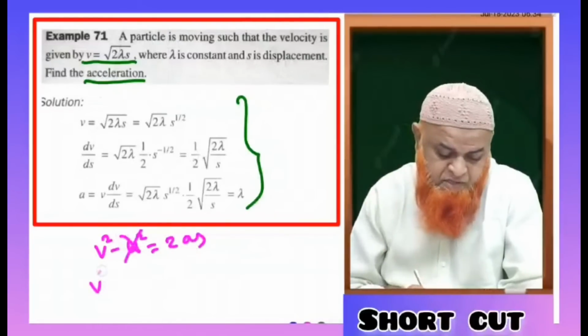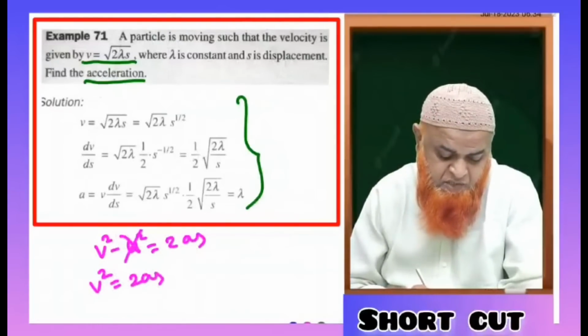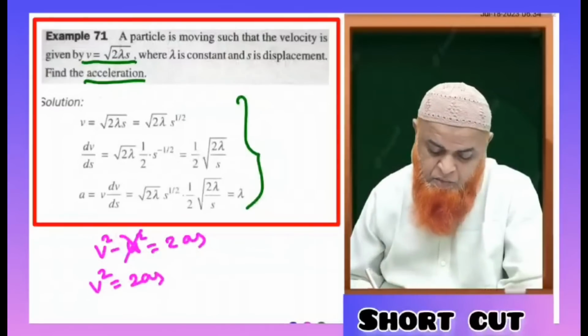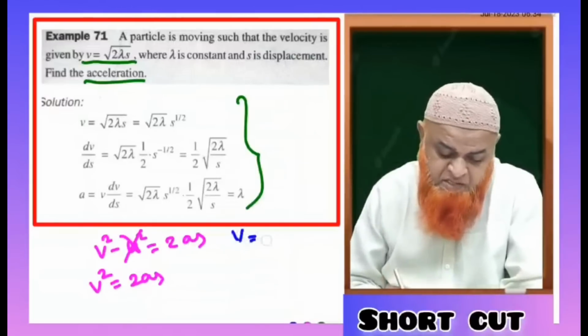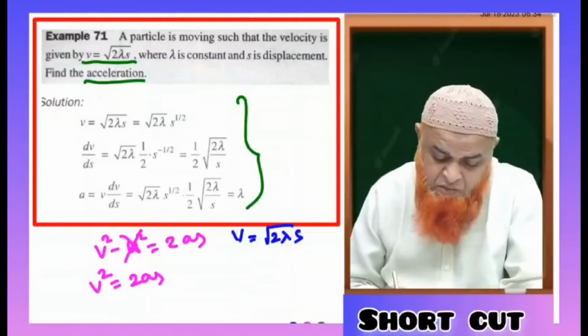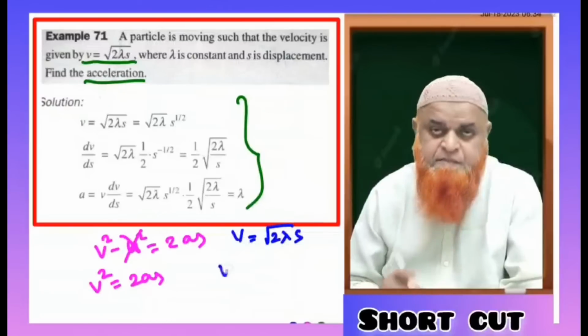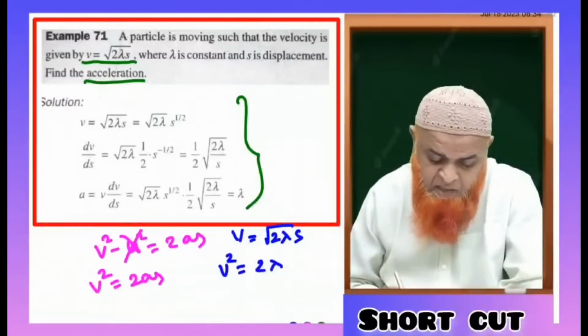If u is going to be 0, then you can write this as v square is equal to 2as. Now you can see this equation given in the problem. It is given that v is equal to square root of 2 lambda s. Squaring on both sides, you will get v square is equal to 2 lambda s.